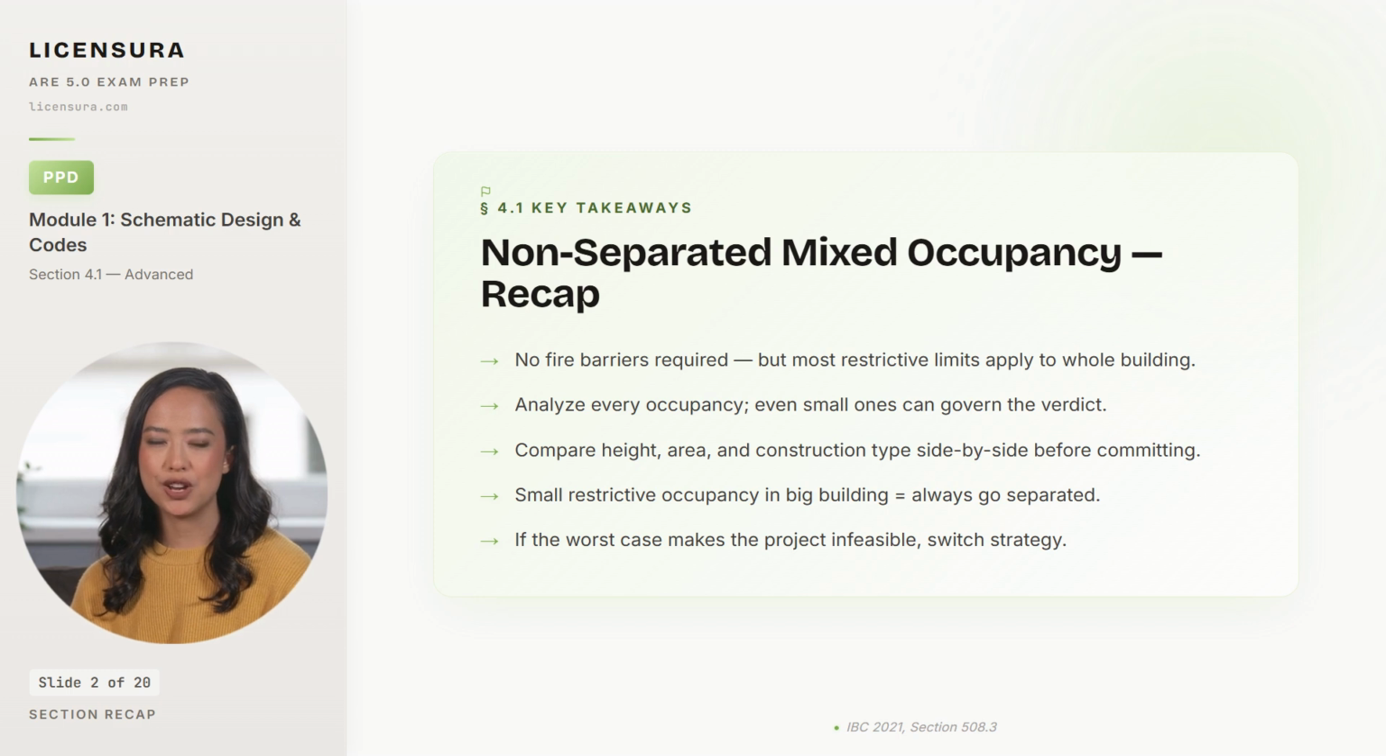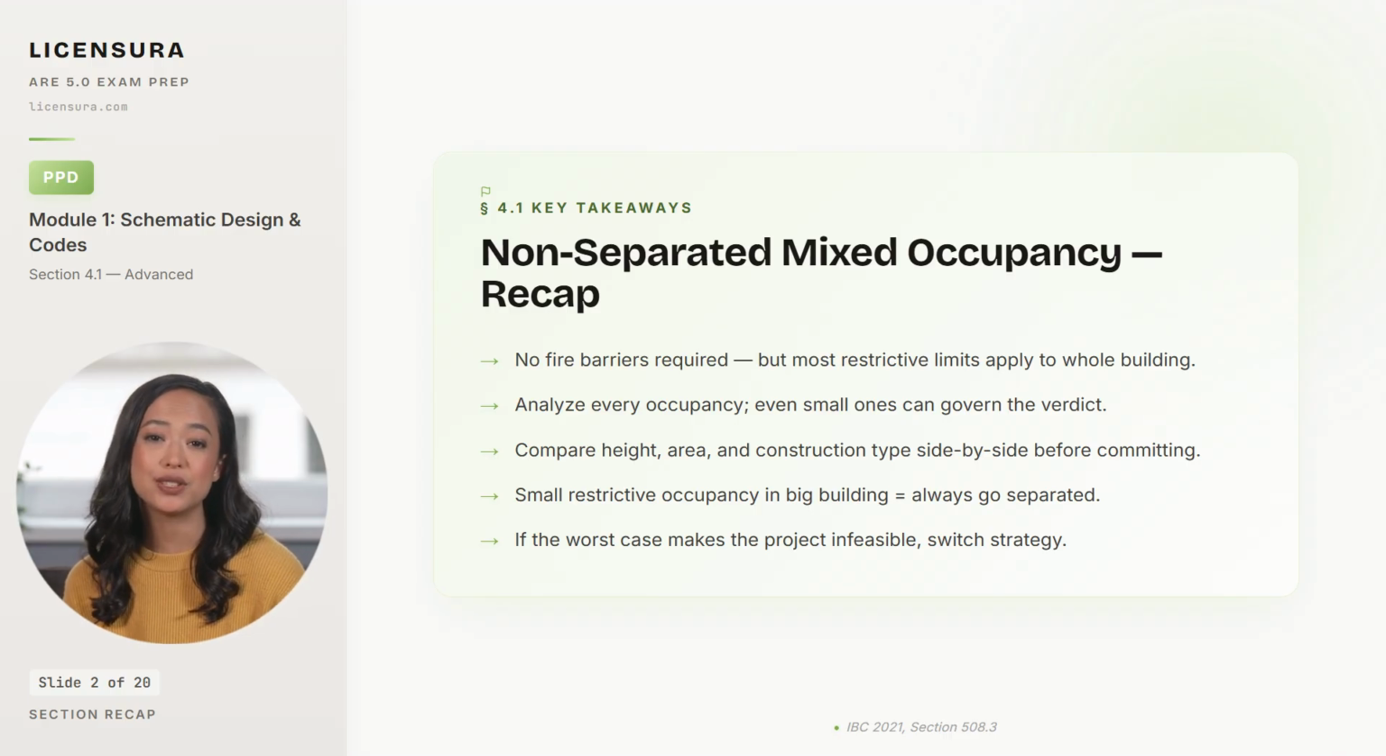Fourth, when one occupancy is small and very restrictive, sitting inside a larger building of a looser group, separated occupancy is the only honest choice. And fifth, if step 3 of the analysis yields a worst-case limit that makes the project infeasible, switch strategy immediately. Do not waste fee redesigning under a constraint that cannot be satisfied.